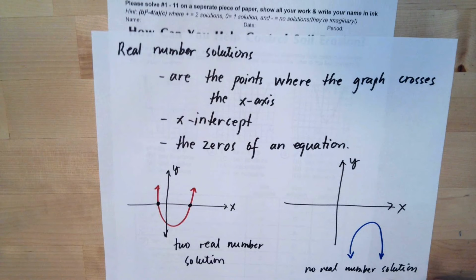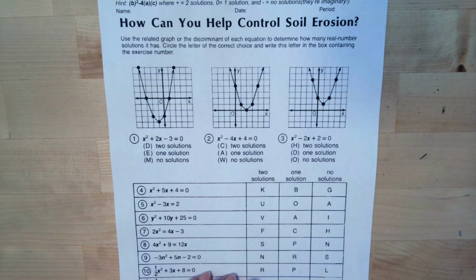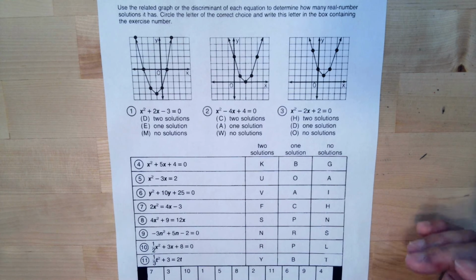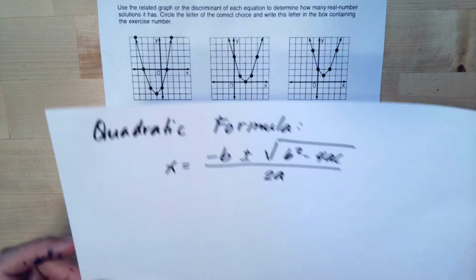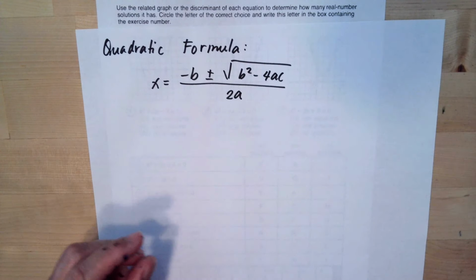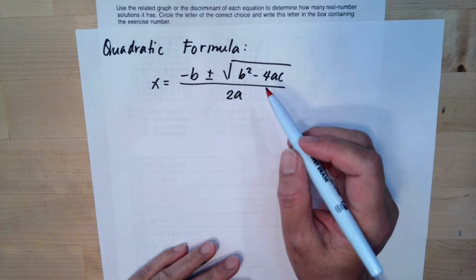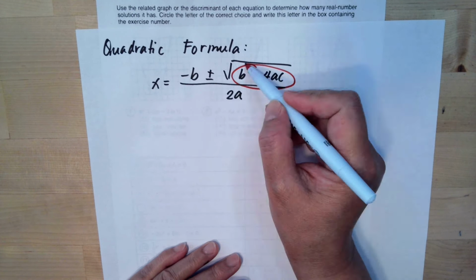So for number 1 to number 3, you just need to determine how many times the graph crosses the x-axis or touches the x-axis. Now for number 4 to number 11, to determine the number of solutions, you need to use your discriminant. And what is a discriminant? Remember your quadratic formula? The b squared minus 4ac inside the square root, this is your discriminant.